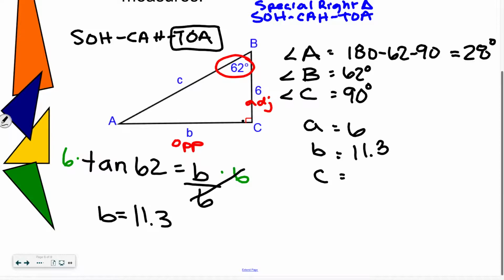Okay, so what could we use? Let's say we're already working with Lexi. She already labeled. She's looking at 62. 6 is adjacent. That makes C the hypotenuse. Which trig ratio is that? Cosine. I would use the one that was exact, the 6. Okay, you could use 11.3, but I usually stick to the exact one. So then we could create one that says the cosine of 62 is equal to 6 over c.